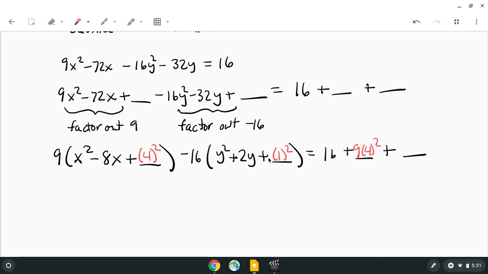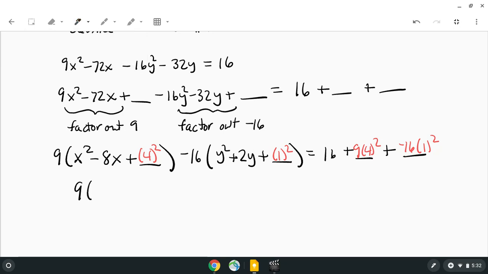Same thing with this. We're not adding 1 squared. This is inside the grouping symbols, so it's also getting multiplied by negative 16. We're adding negative 16 times 1 squared. Just be careful with that, especially when you're factoring out before you're completing the square. All right, so let's take a look at what we get.